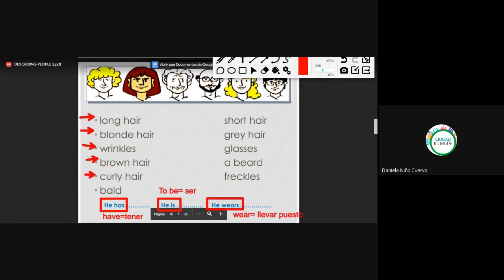So, here we have these categories, yes? Acá tenemos estas categorías o estas descripciones. Vamos a decir con cuál de estos tres verbos o con cuál de estas tres estructuras va cada una de estas descripciones, yes? So, for example, it's really similar to Spanish. Realmente es muy parecido al español porque yo digo, yo tengo cabello largo, yes, tener, acá estoy utilizando el verbo tener, have, entonces diría, he has long hair, yes, he has long hair. Now, number two, Tati, can you help me with number two? Blonde hair, ¿con cuál de estas tres categorías o verbos utilizo esta descripción, blonde hair?